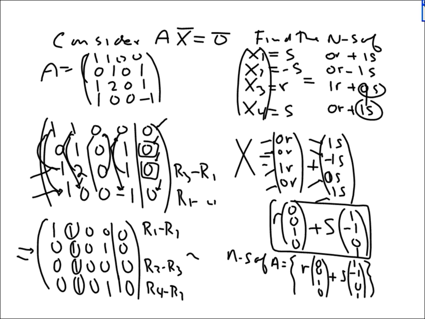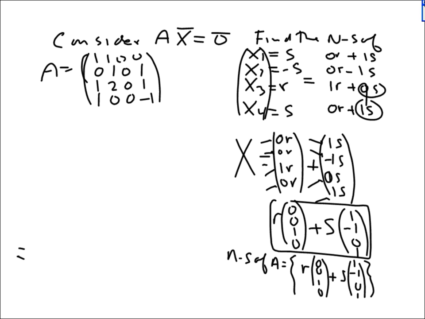Now, what is the span of the null space? Remember, whatever vectors I put in the span of a set, the span is a linear combination of those vectors. I have a set of vectors, and then I want the span of that set. It's the set of all linear combinations.